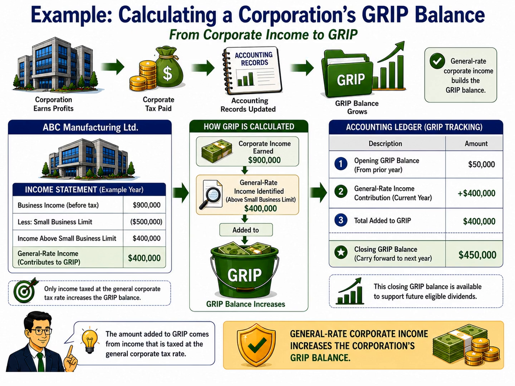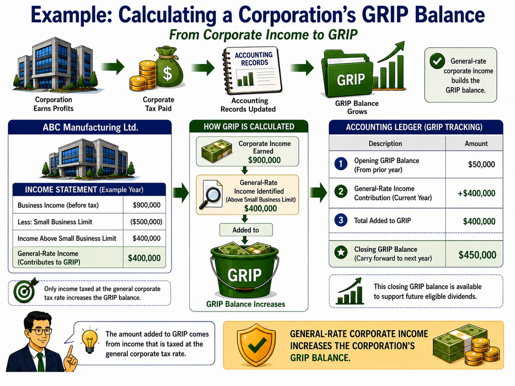Each year, the corporation examines its income, identifies the portion taxed at the general rate, and updates its GRIP balance accordingly. As long as additional general rate income is earned, the GRIP balance continues to grow. This is why accountants carefully review corporate income every year. Only the income that is taxed at the general corporate tax rate contributes to the general rate income pool. Income that qualifies for the small business deduction generally does not increase the GRIP balance.